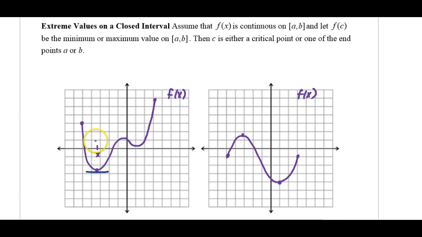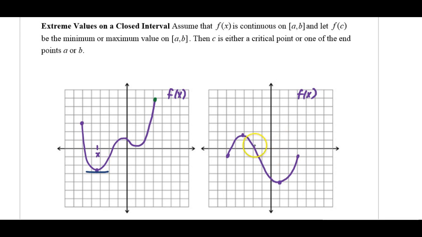So the absolute minimum occurred at a critical point, whereas the absolute maximum value occurs up here at the endpoint. So the biggest y value over this entire closed interval happens to be up at this y value of 6. So on this graph, the absolute minimum happened at the critical point, and the absolute maximum happened at an endpoint. So we're going to have to check both when we start to get to our examples.